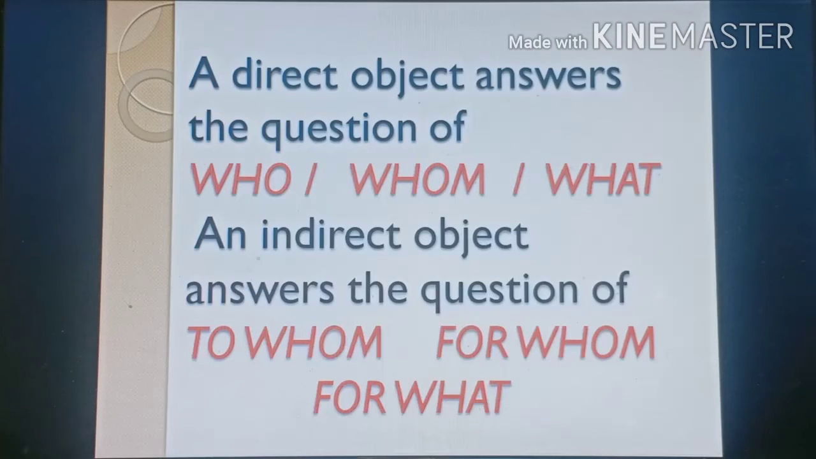Now, a direct object always answers questions like who, whom, what, whereas an indirect object answers the questions to whom, for whom and for what. So if you look at the slide very carefully, you will find all the questions start with W. So keep in your mind the W questions.